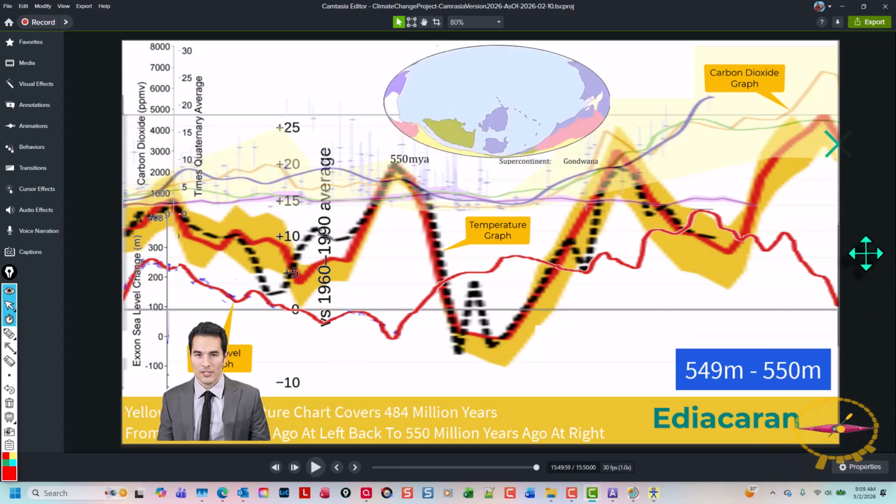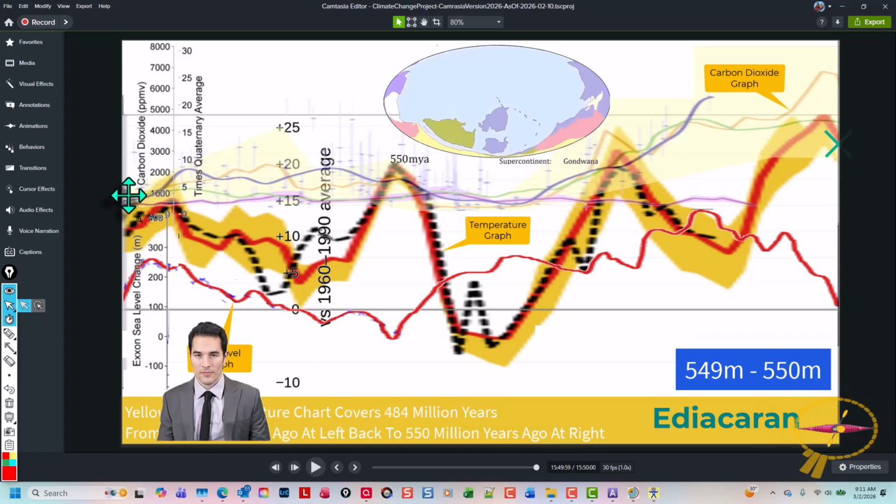We will examine each panel in the project, so pay attention to how the temperature, carbon dioxide, and sea level changes as a function of time. This particular panel covers the period of time from 550 million years ago on the far right to 66 million years ago on the far left. Note the wide extrusions in both temperature and sea level. Carbon dioxide starts off at a very high level of about 7,000 parts per million and gradually descends to about 1,000 parts per million at 66 million years ago.